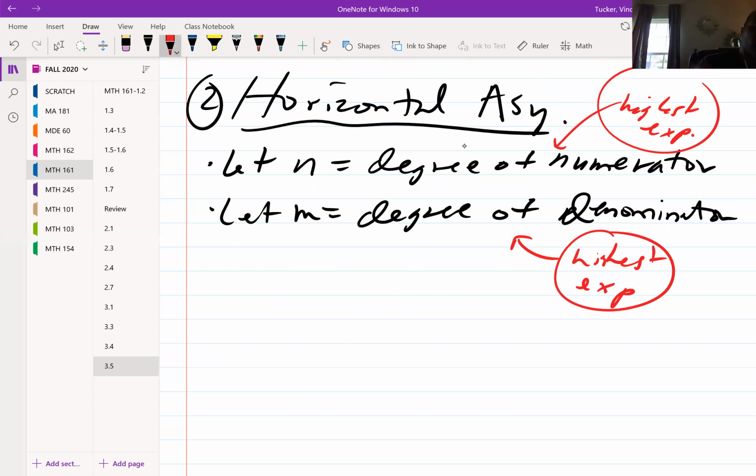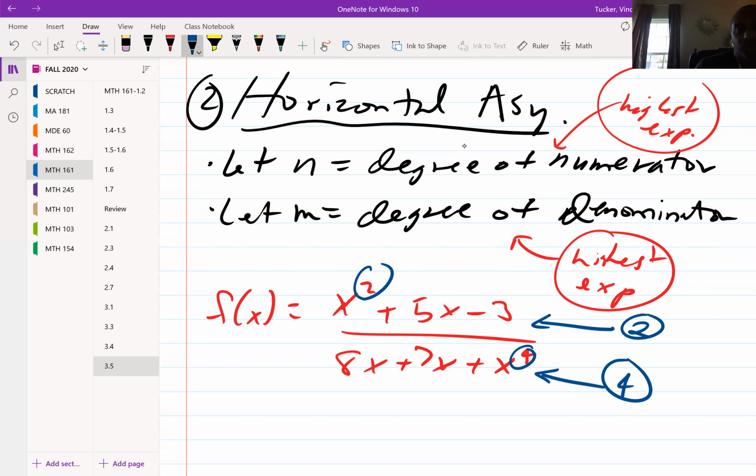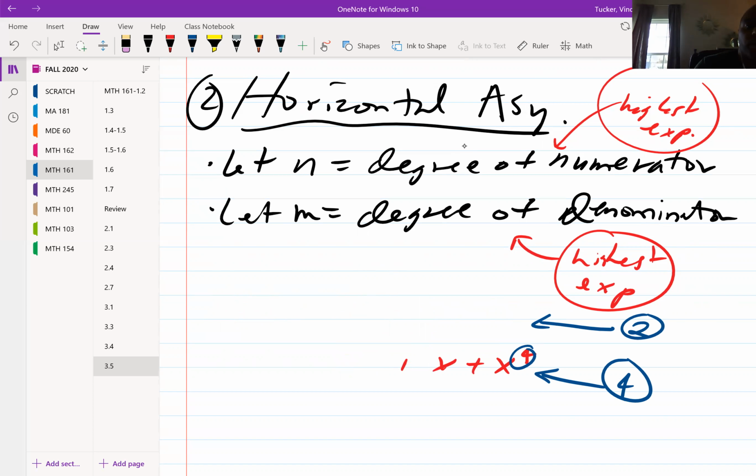Quick example before I go into the actual thing. I'm going to erase this, but I'm just showing you what I mean. If my function says (x² + 5x − 3) over, I don't know, 8x + 7x + x⁴, the degree of the numerator is 2 because that's the highest exponent. The degree of the denominator is 4, that's the highest exponent down there. That's what I mean by degree of the numerator versus degree of the denominator. I'm just throwing it out there to make sure we have a clear understanding before we keep moving.